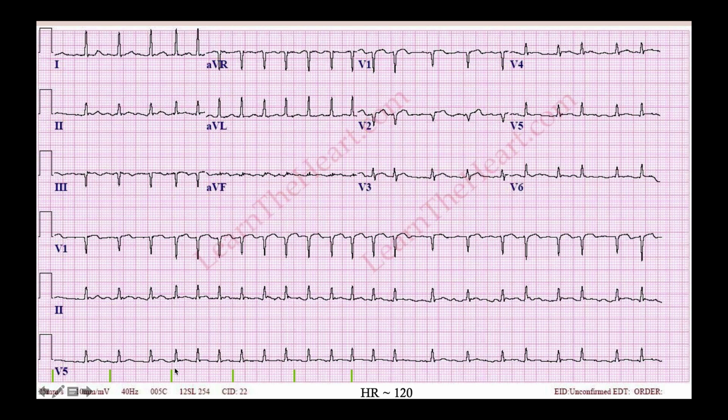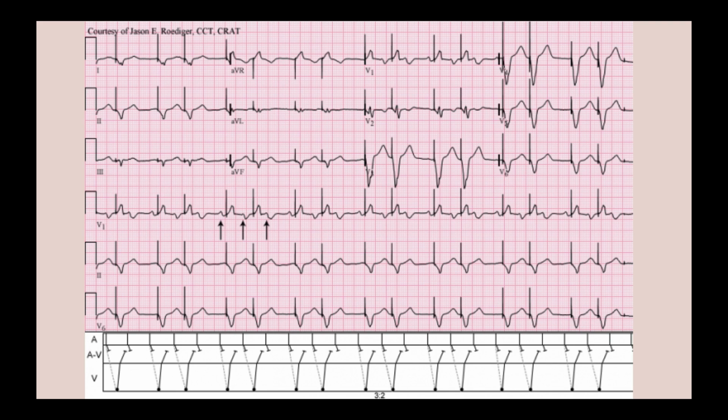Again here you can see this is a little bit more severe, I guess you could say. You don't really see your T waves very well. Again, you see your irregular pattern. And this is a heart rate of about 120 again. Okay, and here's one more.